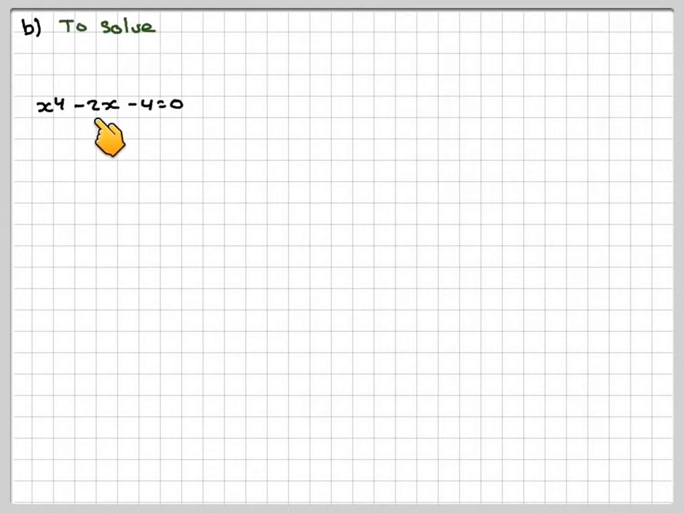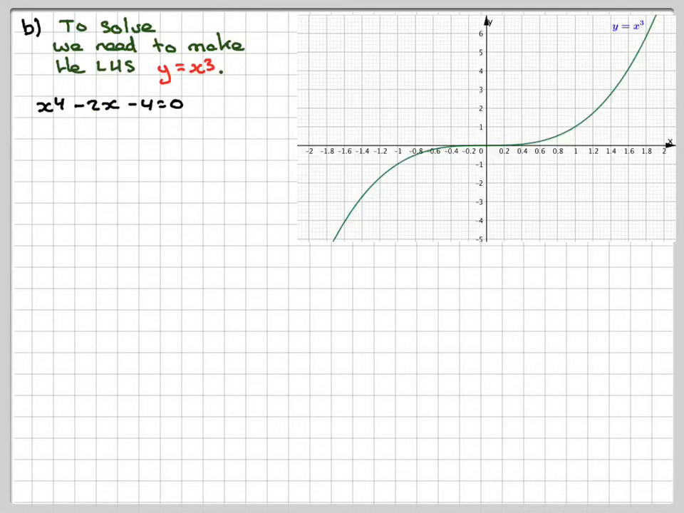Right, the second one's a little bit more difficult, but to solve we've got x to the power of 4, this is a quartic, minus 2x minus 4 is equal to 0. So again, what we're going to do is make the left-hand side y is equal to x cubed. We've got the graph of y is equal to x cubed, and we're going to use this graph to solve this equation. So we have to do several steps here. We have to add 2x, add 4 to begin with. Let's just do that one stage at a time.